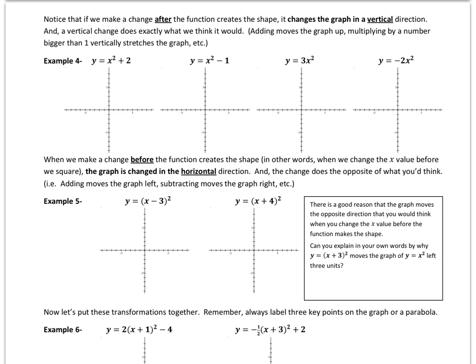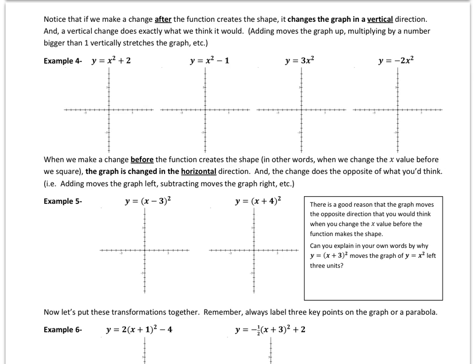After it creates a shape, the graph is changed in the vertical direction, and a vertical change does exactly what we think it would. Adding moves it up, subtracting moves it down, multiplying by a number bigger than 1 stretches it, and so on. So let's just quickly go through these. I don't think we need to graph them because we get it. What is the graph on the left going to do? Shift it up 2, right? The second one, down 1.